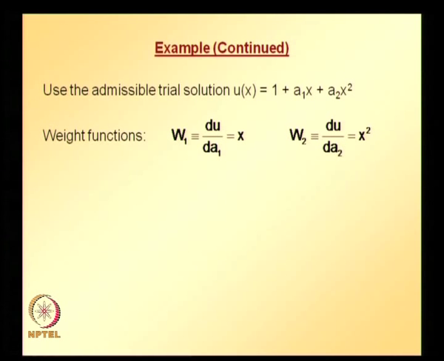And now, once we have the admissible trial solution, the weight functions for the Galerkin method are defined like this: the derivative of u with respect to the unknown coefficients is the weight function. Here you have two unknown coefficients, a1 and a2. So you get two weight functions, w1 is the derivative of u with respect to a1 and w2 is the derivative of u with respect to a2, and w1 turns out to be x and w2 turns out to be x square.